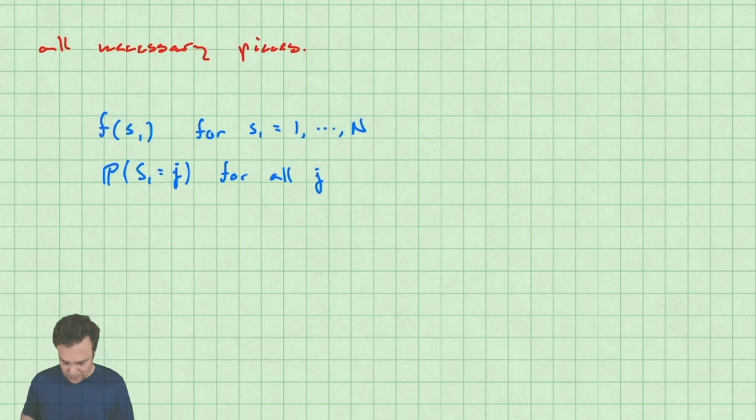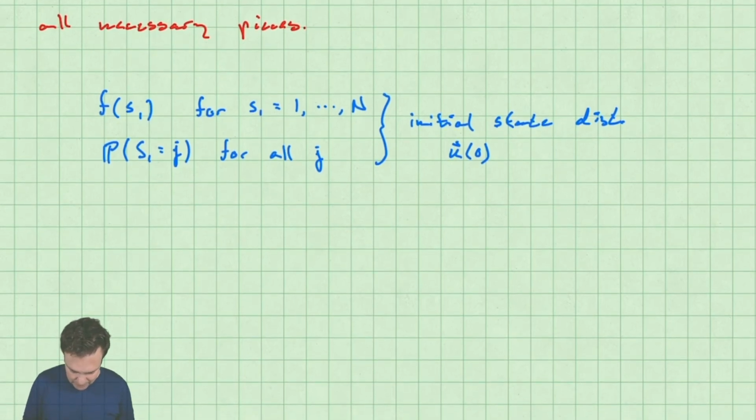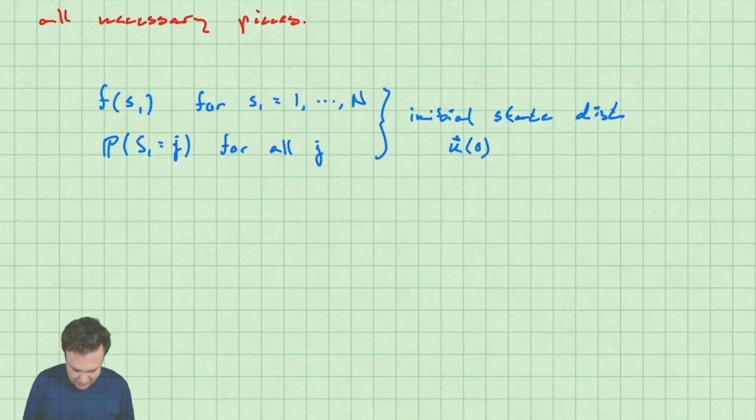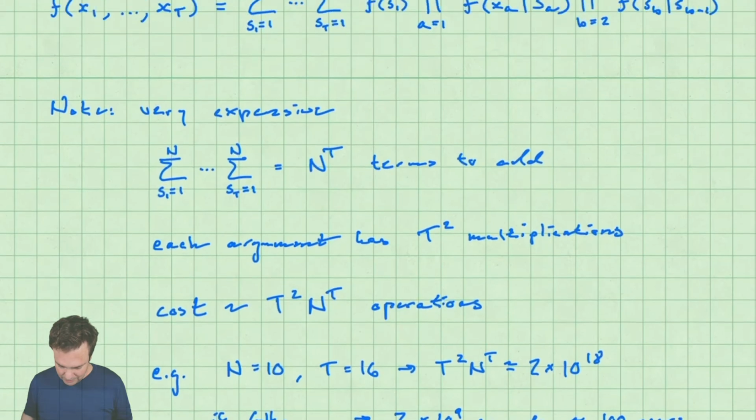And what is this? You should think about this for a second. Just maybe pause and think. So this guy is the initial state distribution, which we've been calling in previous lectures U0. We started time at 0 in the past. So that's the state vector at the initial time, right? So that's one of the necessary pieces. Let's make a little divider here.